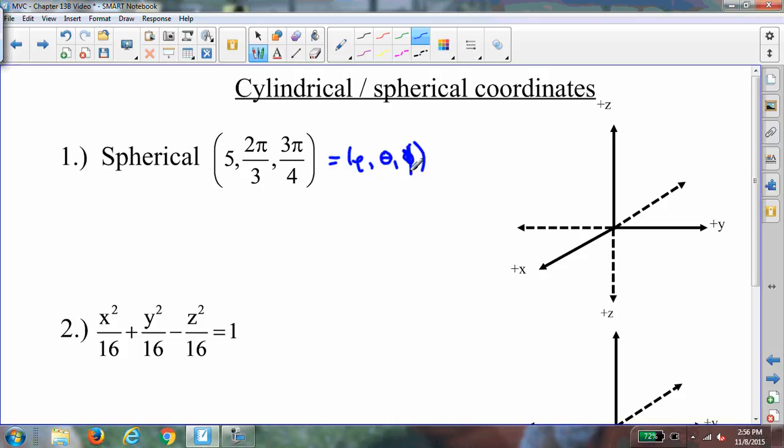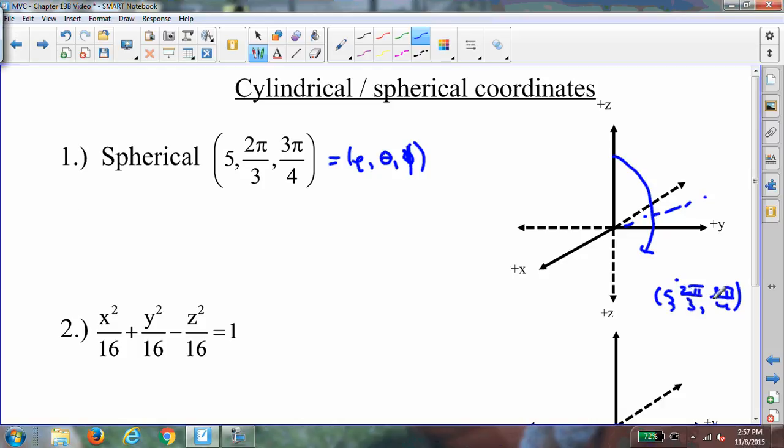So altogether, if I have theta equal to 2 pi over 3, that would be over here. Phi would be 3 pi over 4, so starting from the positive axis, I'm going to go 3 pi over 4 units down, and then 5 units out. So technically the point is about here. This would be my 5, 2 pi over 3, 3 pi over 4.